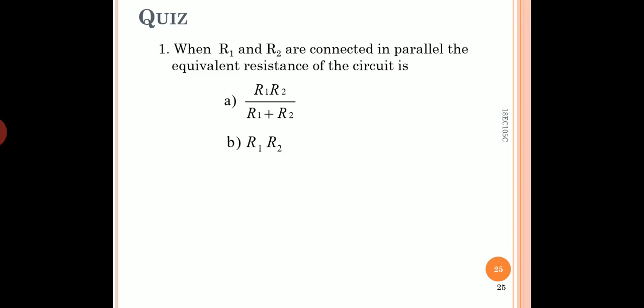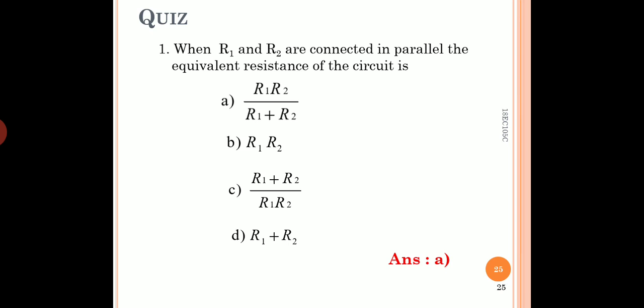When there are two resistors R1 and R2 connected in parallel, the equivalent resistance of the circuit is given by choice A, R1 R2 by R1 plus R2, choice B, R1 and R2, choice C, R1 plus R2 by R1 into R2, then D is R1 plus R2. What is the right answer? The right answer is option A.